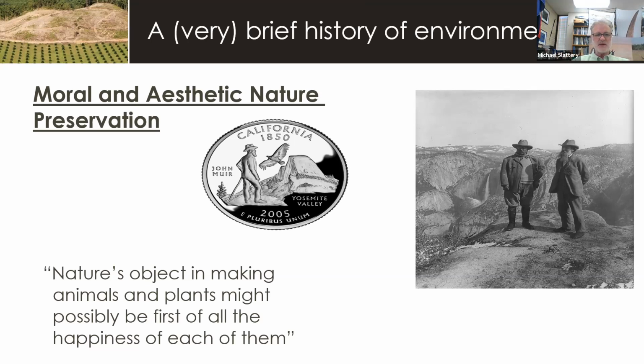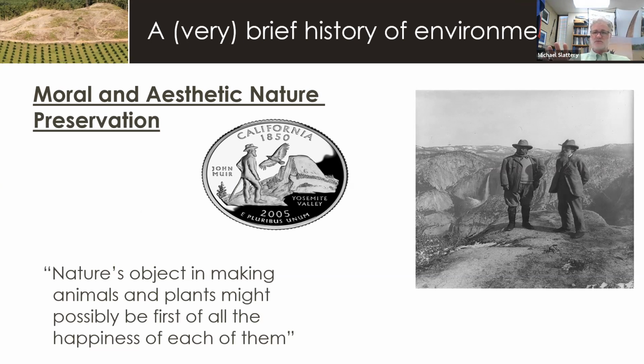And it's summed up in this little quote here, right? "Nature's object in making animals and plants might possibly be, first of all, the happiness of each of them." So each organism, each plant had a right to exist in and of itself, and we had no right as the dominant species to abuse it.